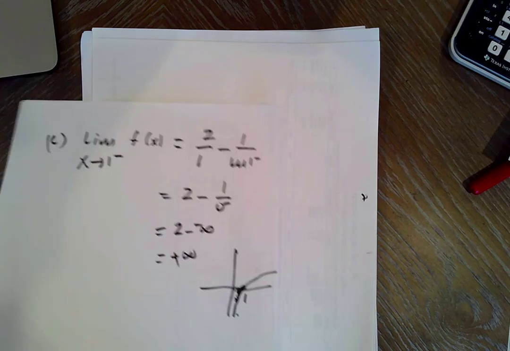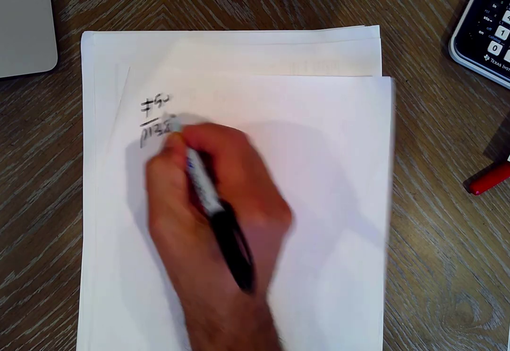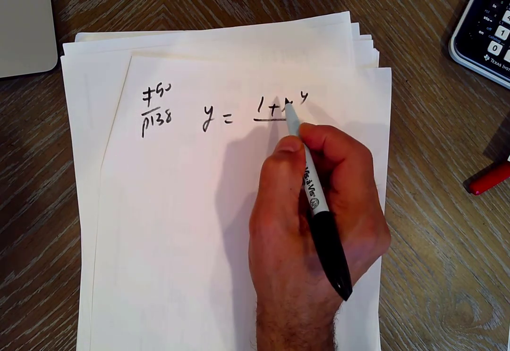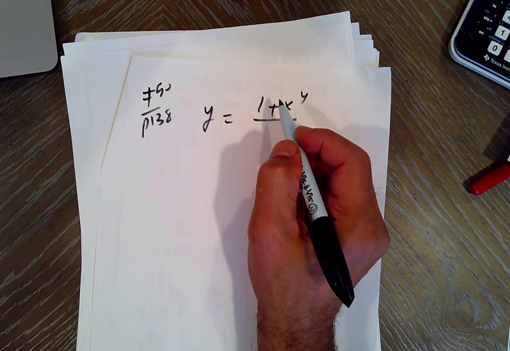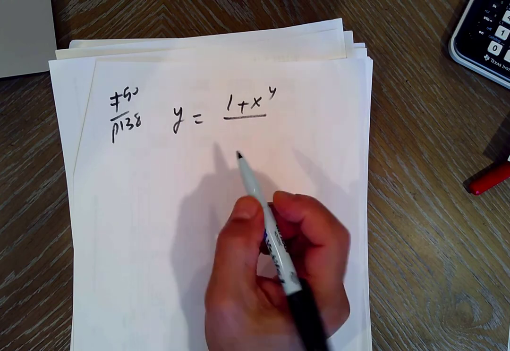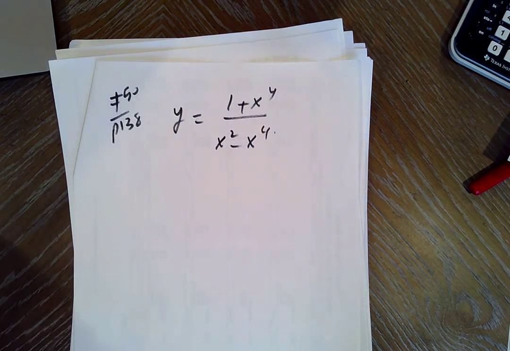One more, number 50, page 138. y equals 1 plus x to the 4 over x squared minus x to the 4. We need to find the horizontal and vertical asymptotes. You may want to use a graphing calculator to check your work.